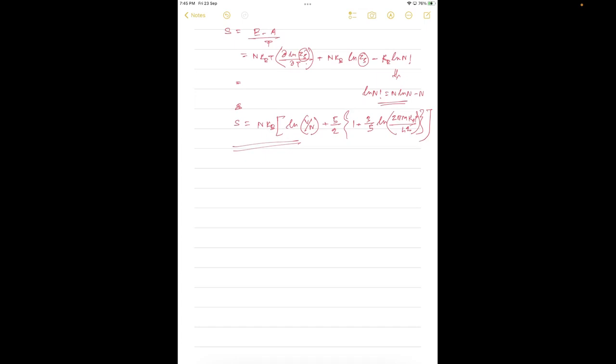and this is called the Sackur-Tetrode equation.